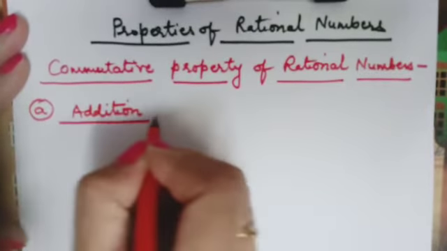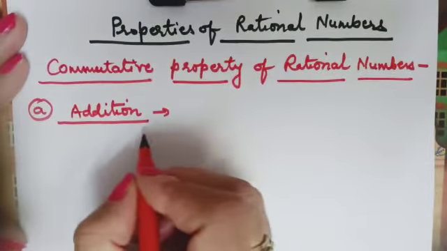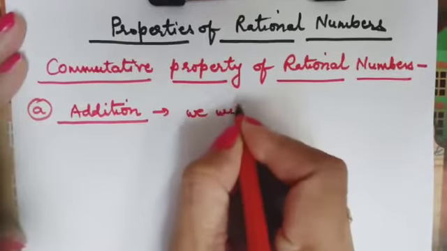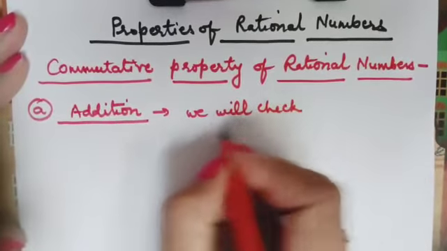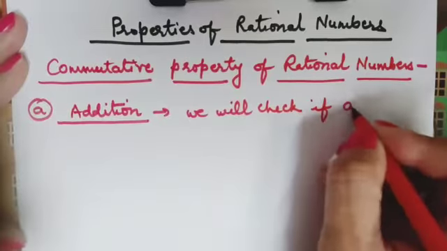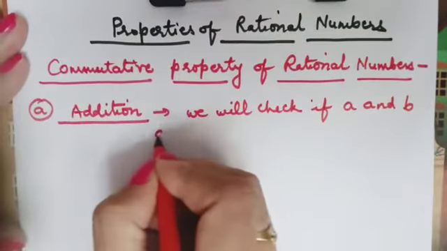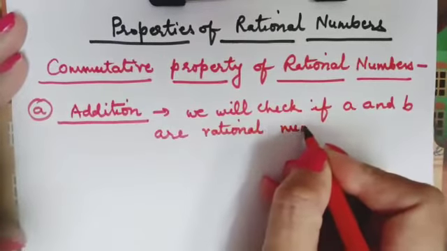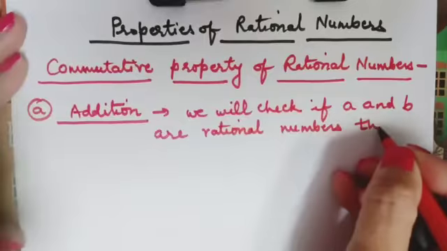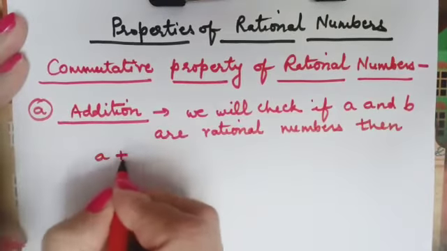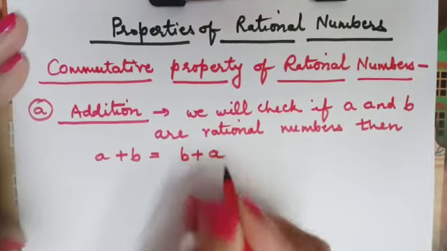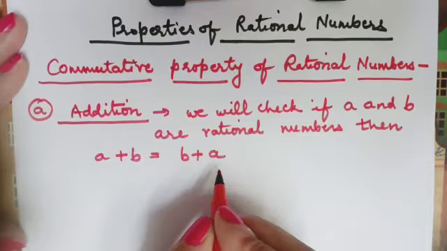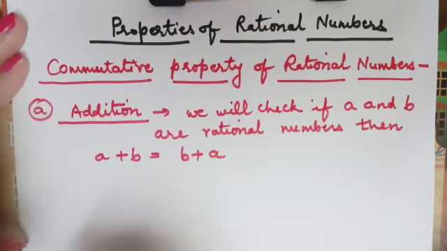We will check the commutative property for addition. What will we check? We will check if A and B are rational numbers, then A plus B is equal to B plus A. Whether it is possible that A plus B is equal to B plus A or not, we are going to check it.